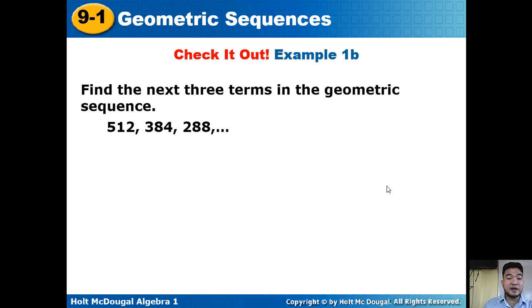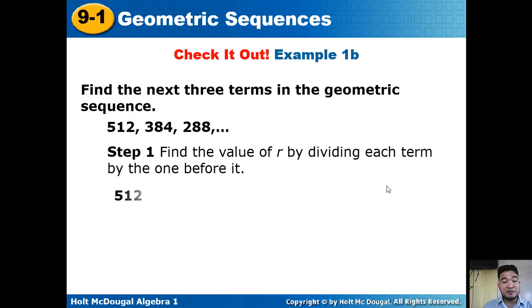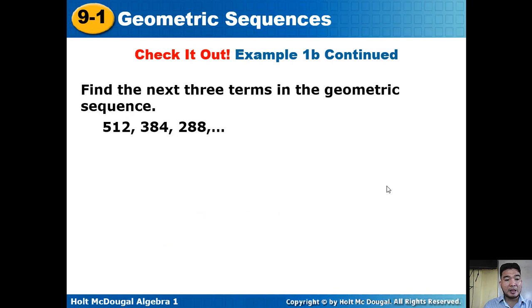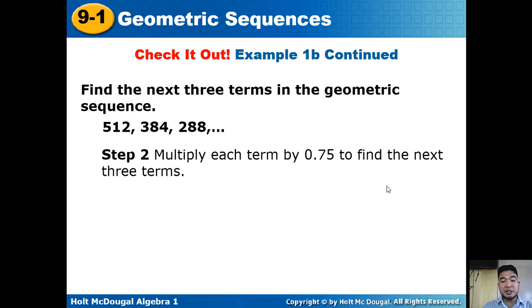Another example: find the next three terms in the geometric sequence. So the first step is to find the common ratio, or r, by dividing. So you will have 384 divided by 512 is equal to 3/4. And then 288 divided by 384 is also equal to 3/4. So our common ratio is equal to 3/4, or in decimal, that is 0.75. So our multiplier would be 0.75.